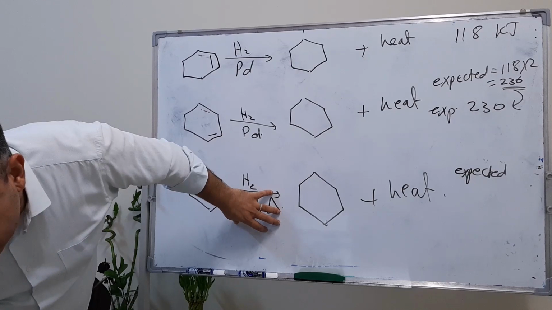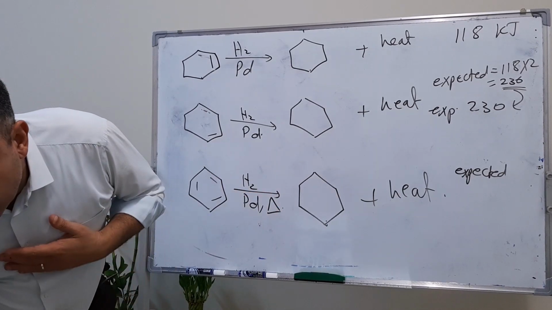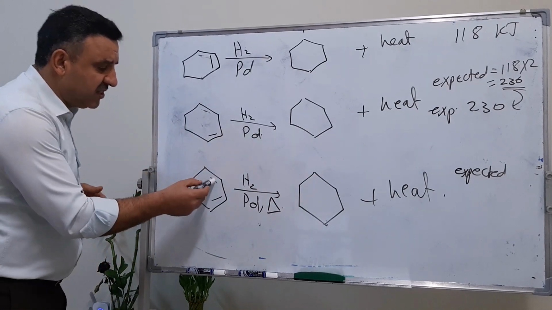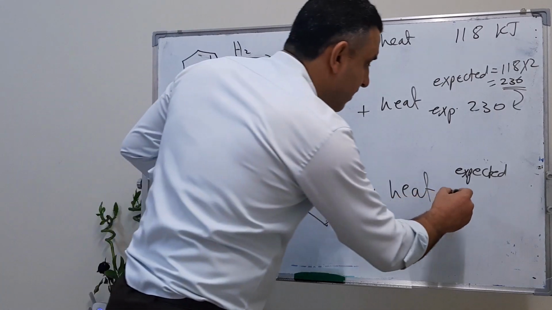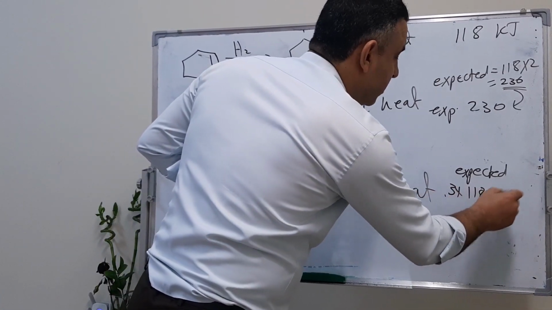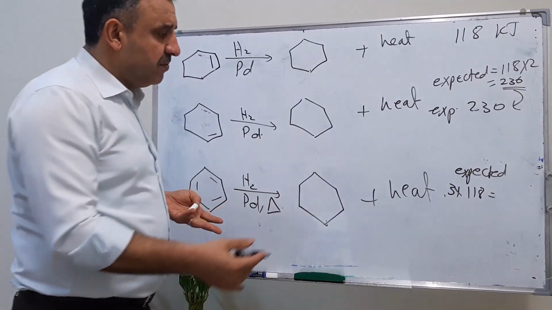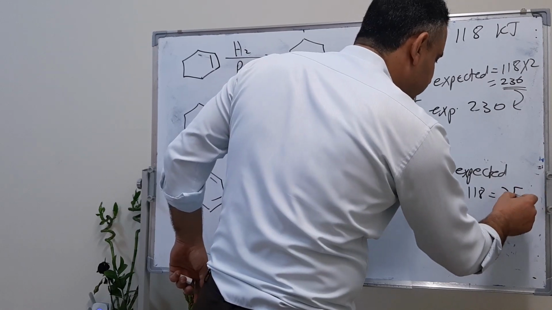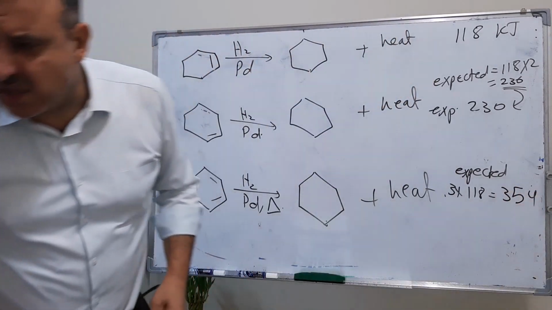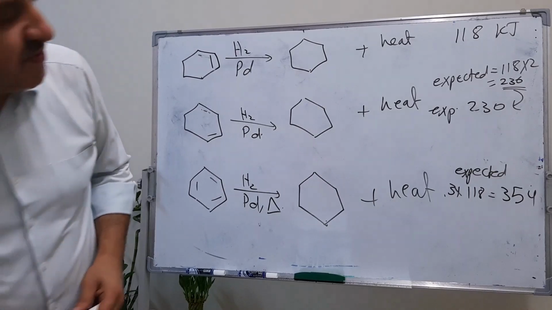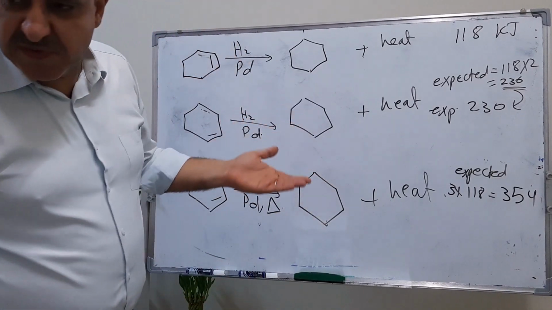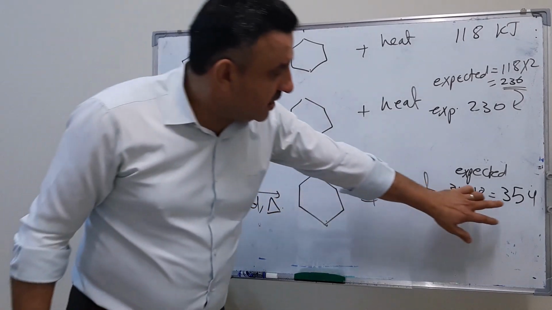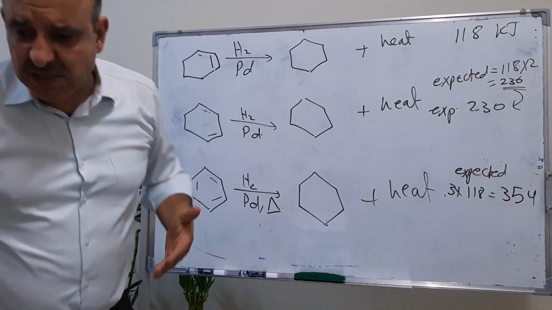Why al-zuhur? It should be 3 times 118, not 4. You will follow me? If we have 3 double bonds here, so it should be 3 times 118, which is equal to how much, Jama'ah? If you multiply, it will be 354, right? Should be 354 approximately. Yeah, 354.